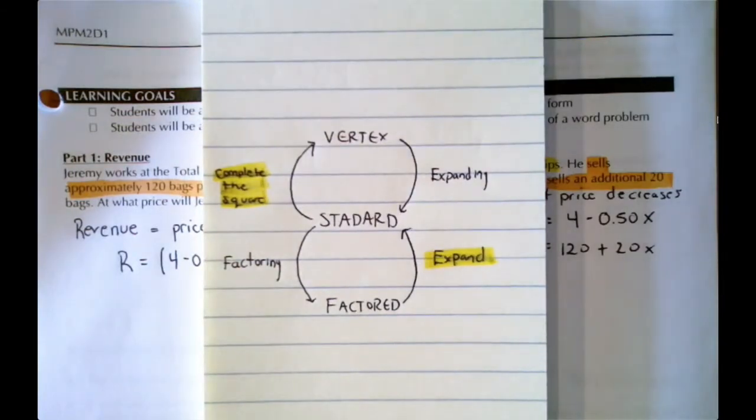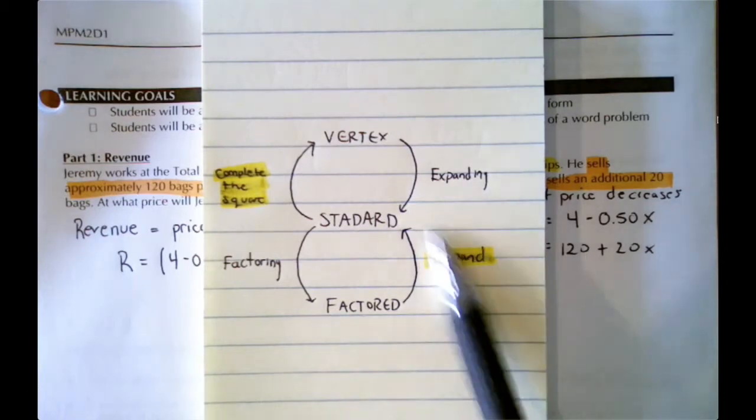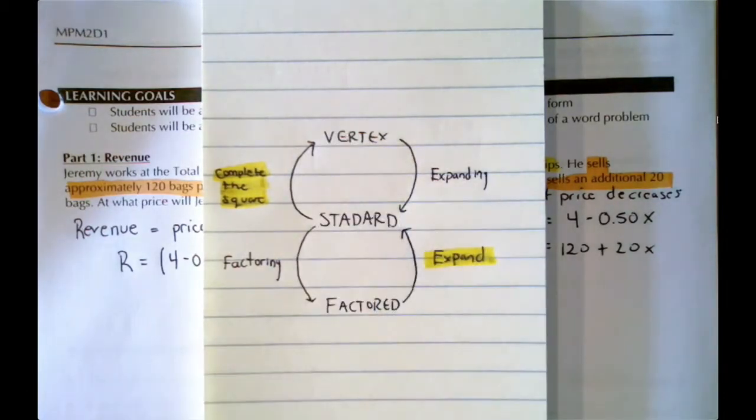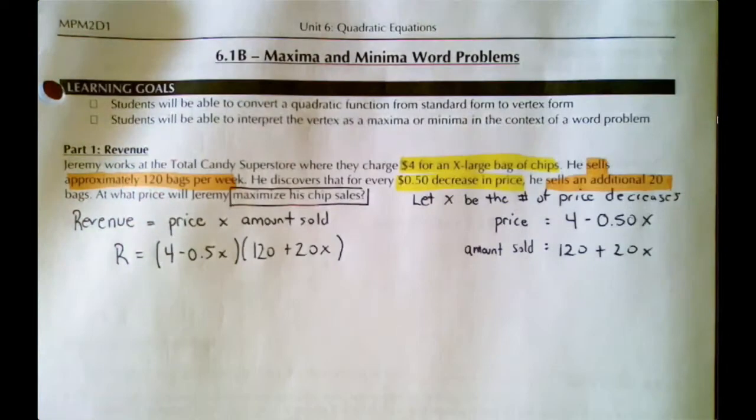So that's what we're going to do in all of these examples where we end up with factored form first. Expand, then complete the square. And there's a picture of this flowchart on the class website. But if you want to add that to your notes, that might be useful, switching forms. All right.